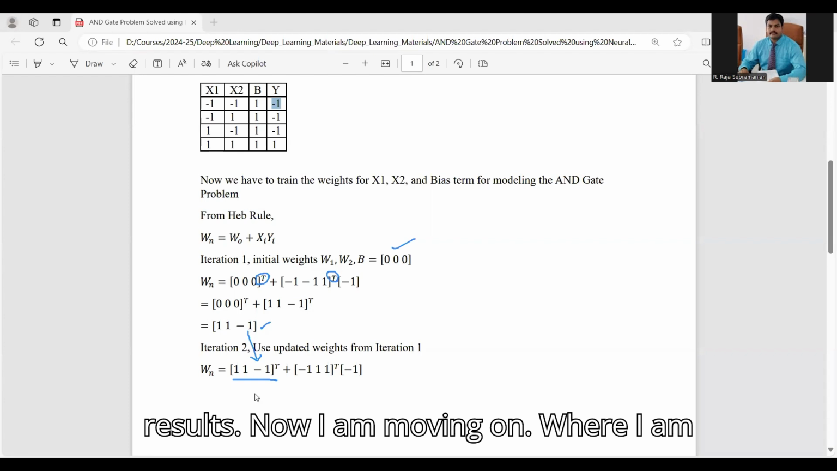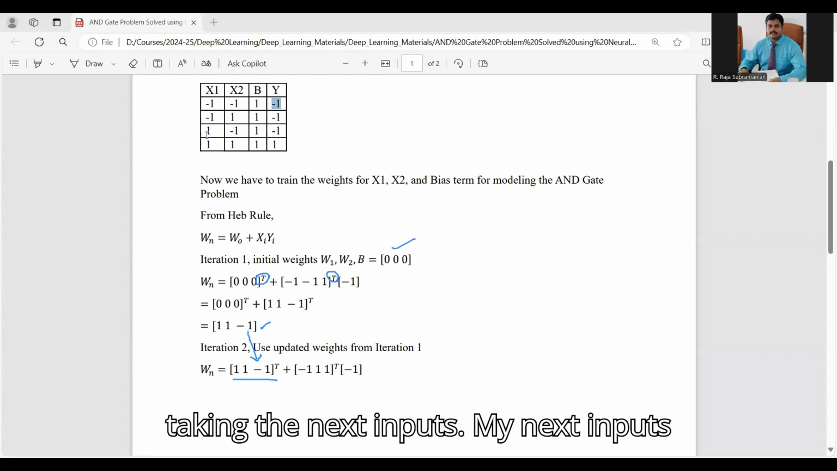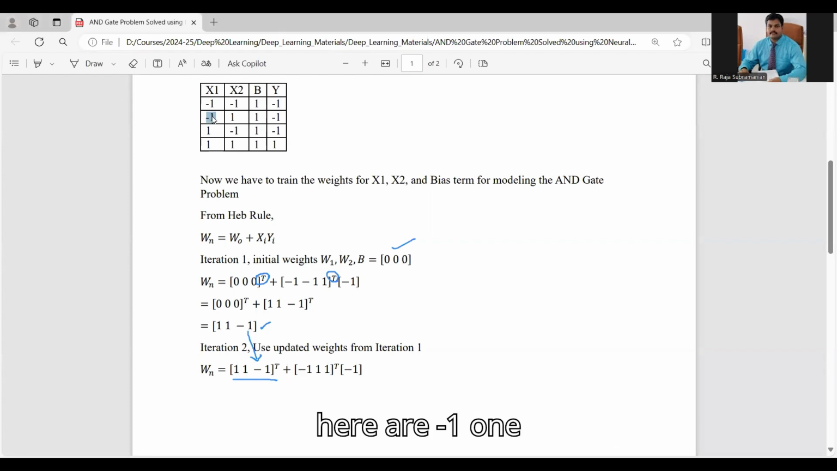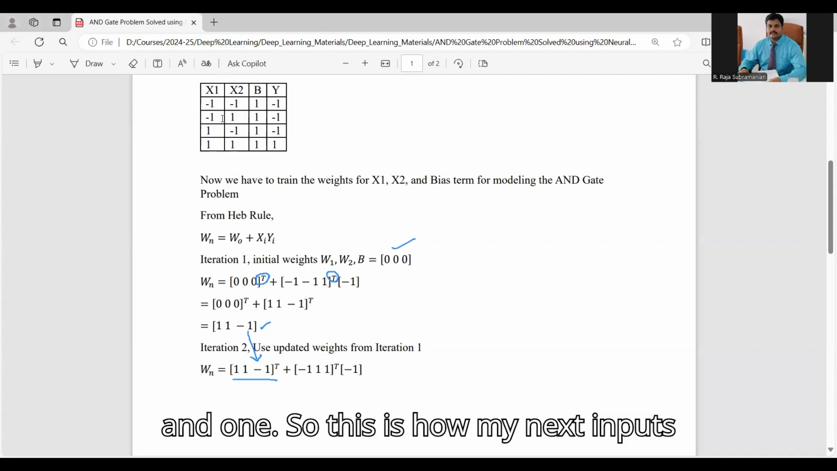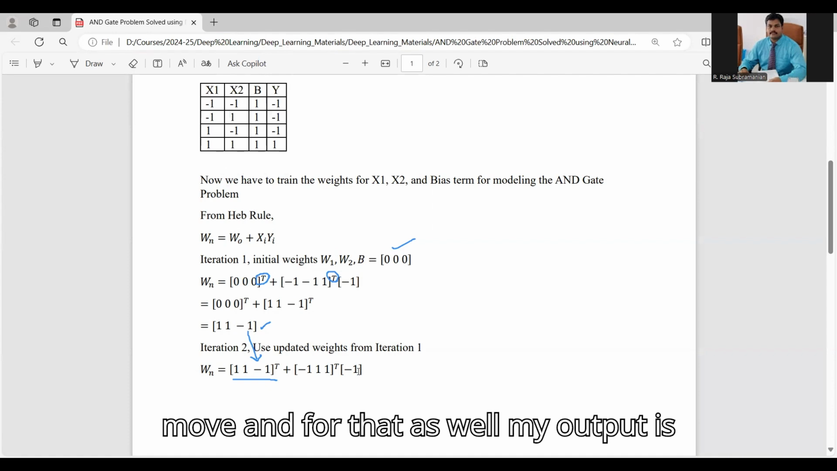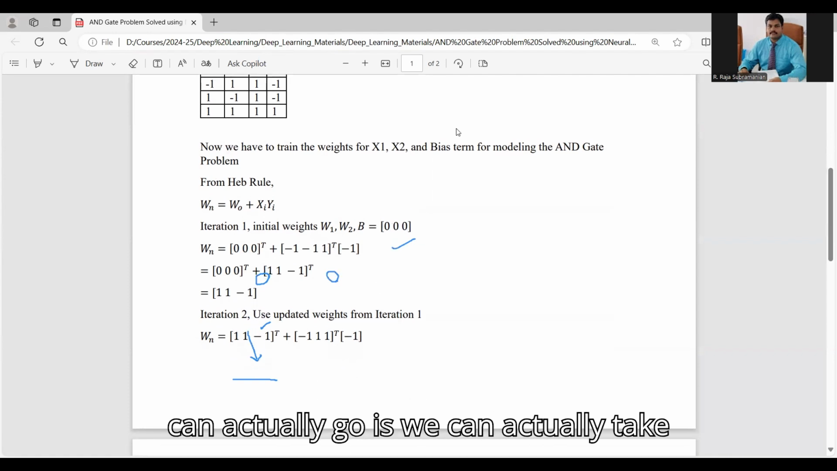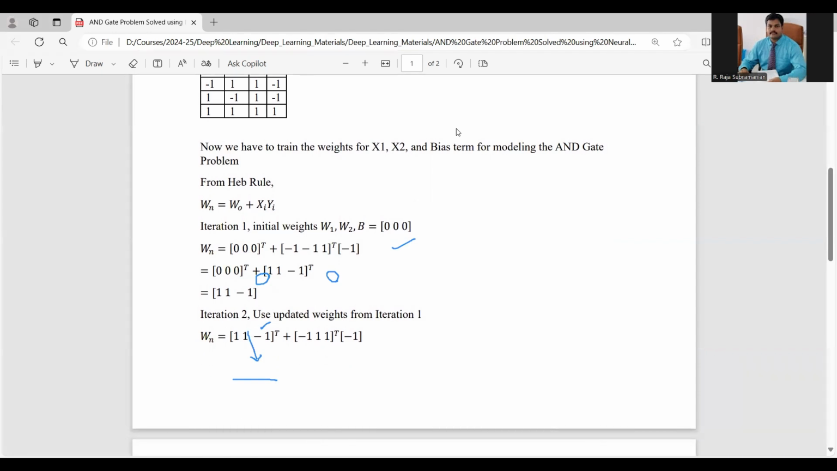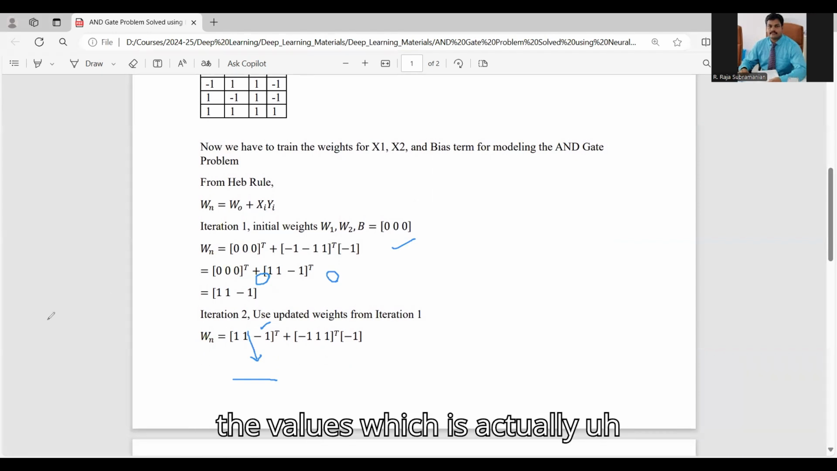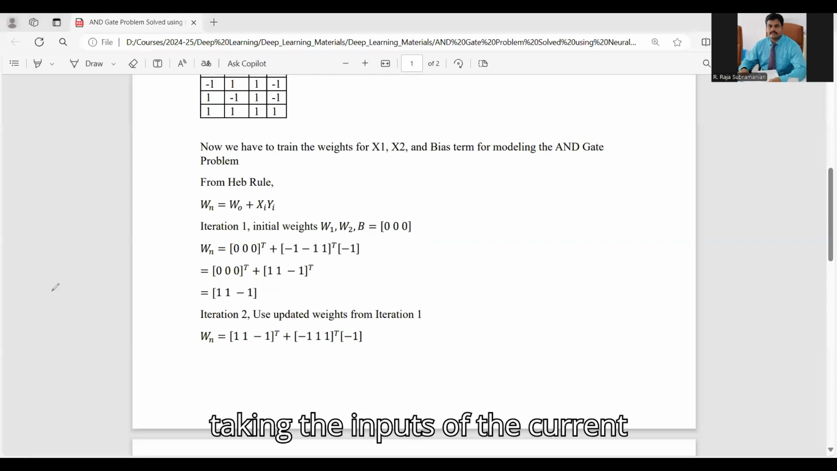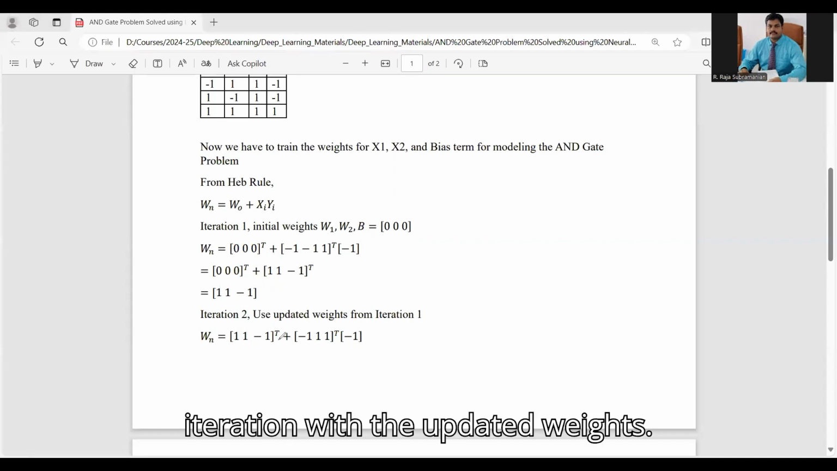Now I'm moving on to the next inputs. My next inputs here are -1, 1, and 1. So this is how my next inputs move. And for that as well, my output is -1. So with this, we can take the inputs of the current iteration with the updated weights.